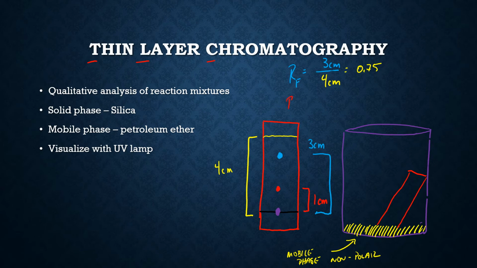And for red, you do the same thing, except 1 centimeter over your 4, 0.25. Okay, so don't forget to record and report your RF values for each of the components in your reaction mixture.